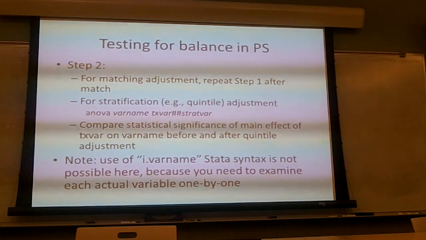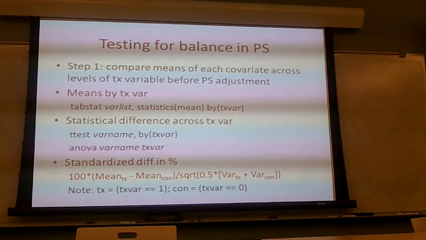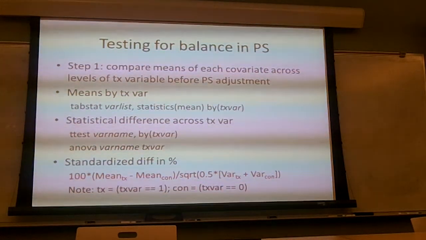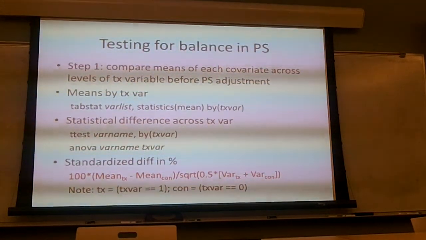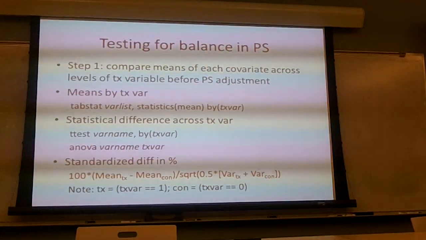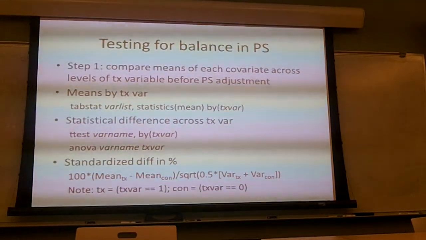That is, you go back through and you now compare the means of the covariate across levels of the treatment variable after the propensity score adjustment. The difference here being that you shave down the sample, and so you arguably, hopefully, you'll see empirically whether or not your propensity score was successful in balancing.